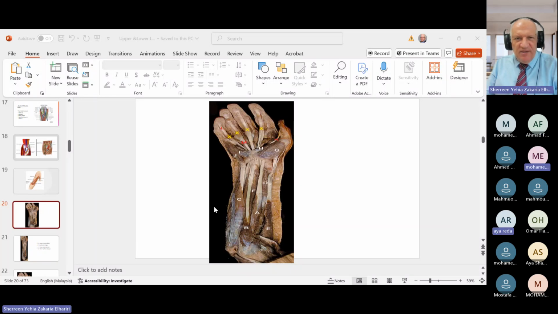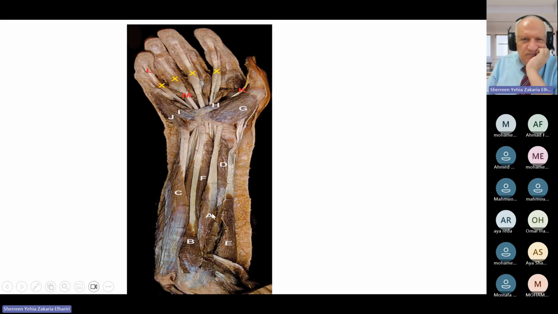Okay, you try. I'll make it bigger. So what is A? Flexor carpi radialis. Okay, what is B? B is not common, but it's inserted in the palmar aponeurosis. So what could it be? Palmaris longus. A, B, C. What is C? Flexor carpi ulnaris. What is D? D is not bone. Maybe what? Flexor pollicis longus.